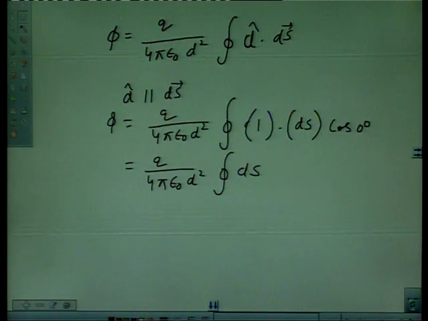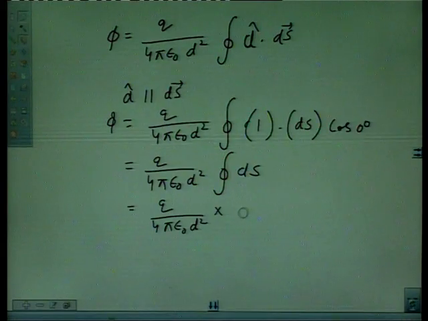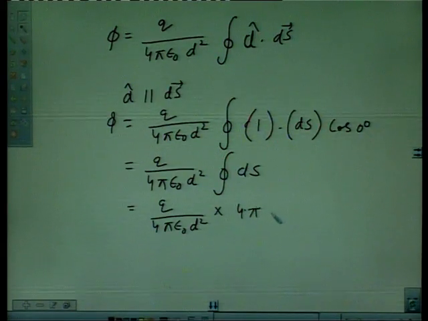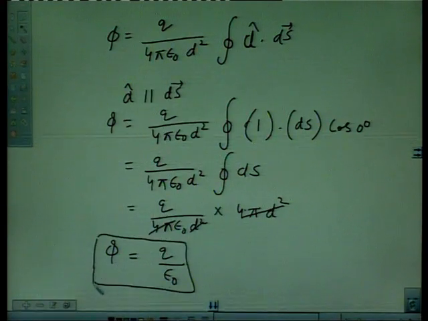When we integrate it, we have the total surface area S. So, the value of S can be written as 4 pi d square. In this case 4 pi and d square cancel out, and we have flux phi is equal to q upon epsilon naught, which is the statement of Gauss's law. So, hence in this way we can prove Gauss's theorem.